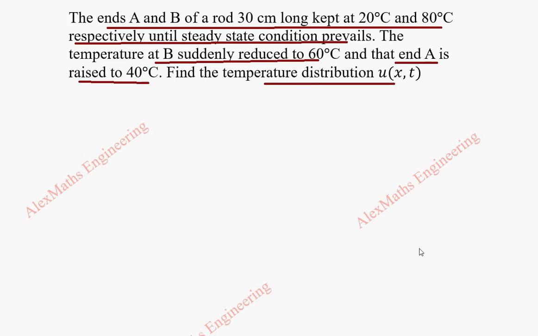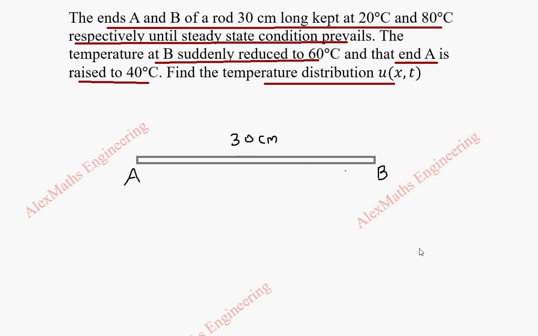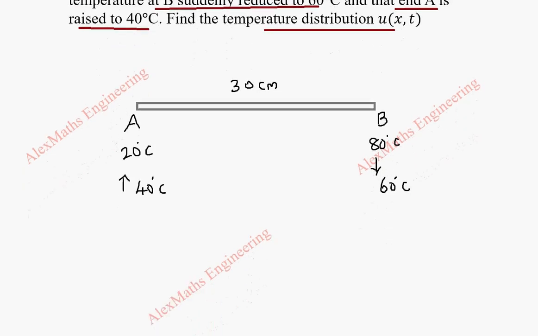Let's take a small diagram. We have a rod of length 30 centimeter and one end is A and other end is B, and here initially it is at 20 degrees centigrade and this is at 80 degrees centigrade. Then the temperature at B suddenly reduced, so this is reduced to 60 degrees centigrade and here it is increased to 40 degrees centigrade. Now we have to find the temperature distribution U of x comma t.